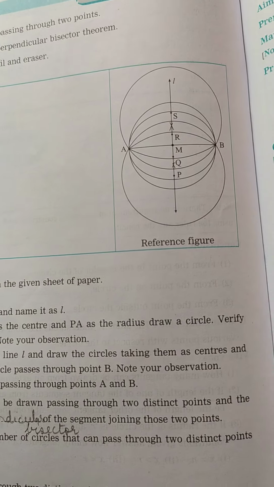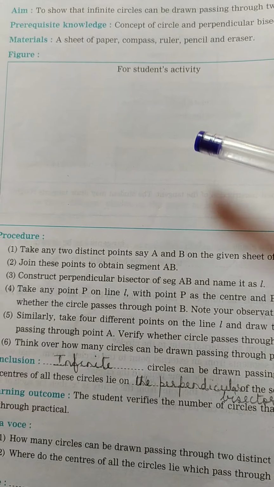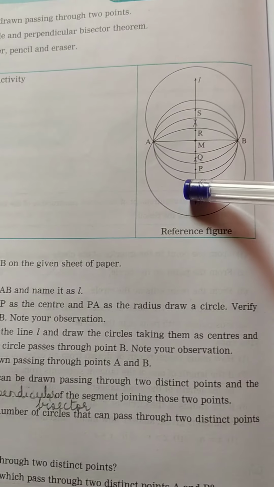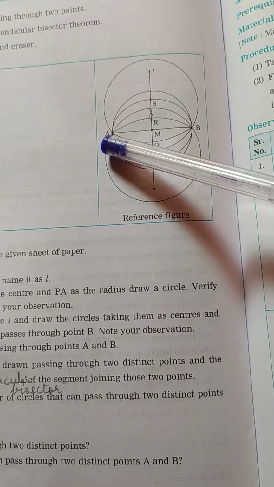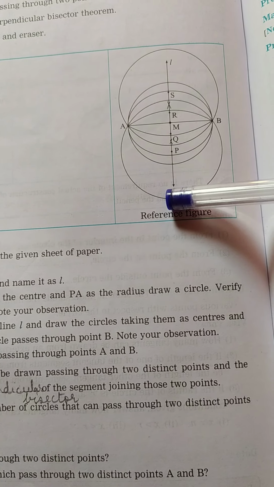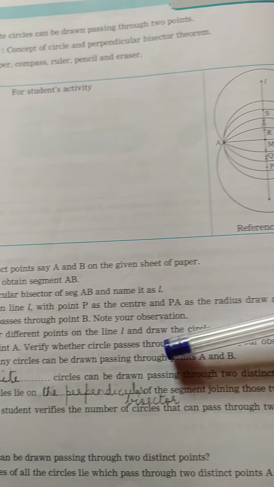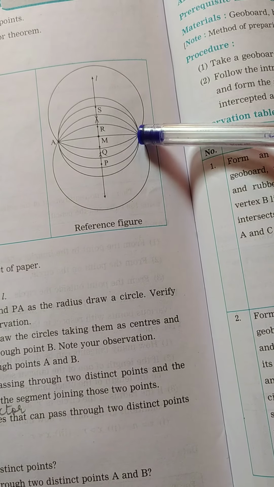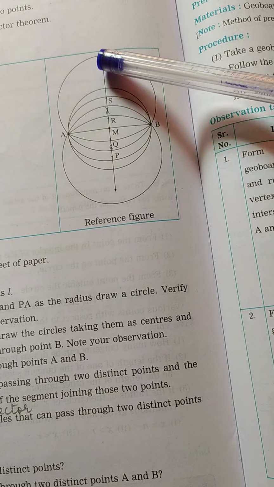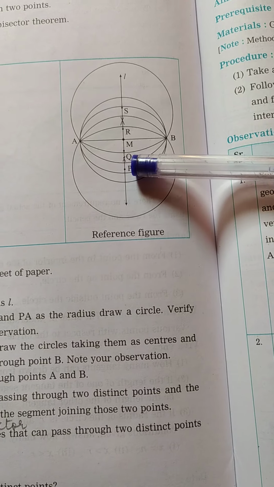Now here, see, this is your reference figure. Using this, you have to draw here where there is a place given for students' activity. So here what you will do is you are going to draw a line AB. Draw the perpendicular bisector of AB, that is your line L. It is explained here in the procedure. You can go through it. So you draw a line AB, draw the perpendicular bisector. Take any point on the perpendicular bisector. Now let's say we take a point P.